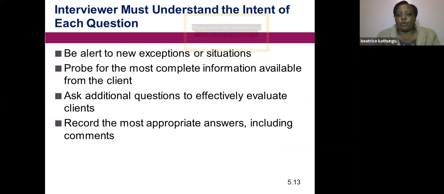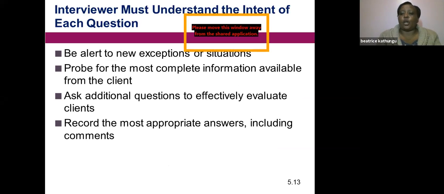You as an interviewer have a responsibility to ensure that you understand the intention of the question. Be alert to any new exceptions or situations. Sometimes the client may become difficult. Maybe you may discover the client has problems with concentration. Be aware of those situations because they could have an impact on the responses the client gives you. You need to probe for the most complete information available from the client.